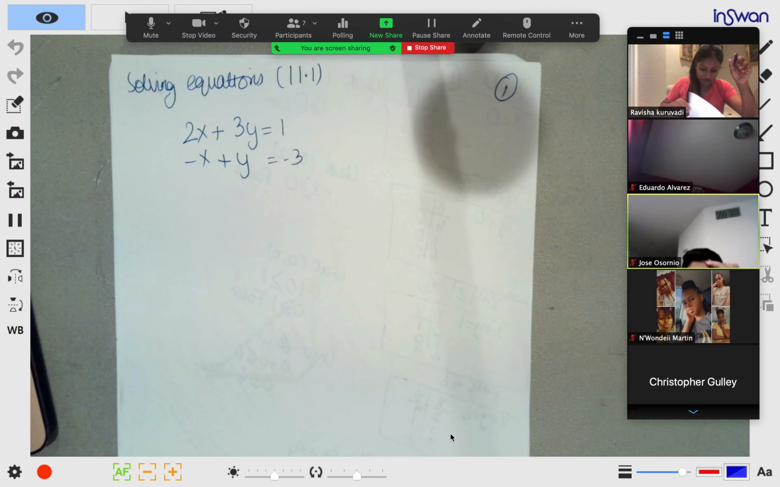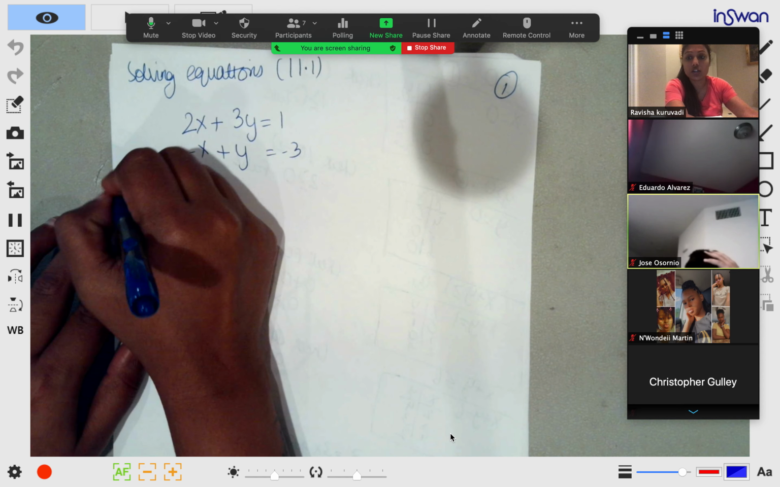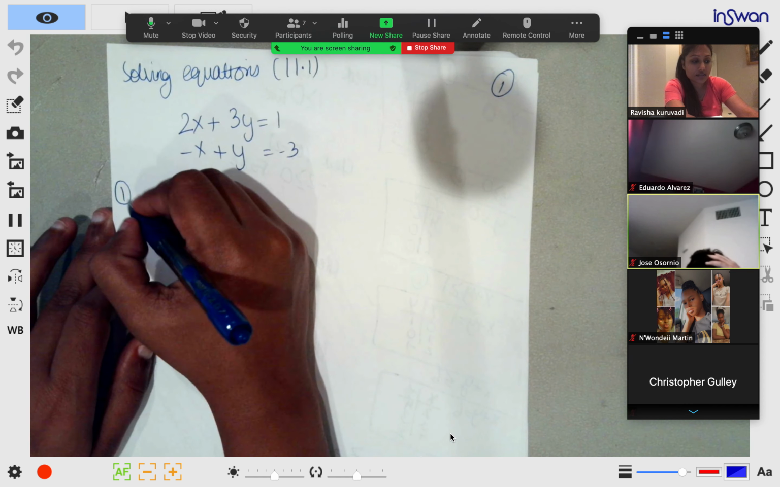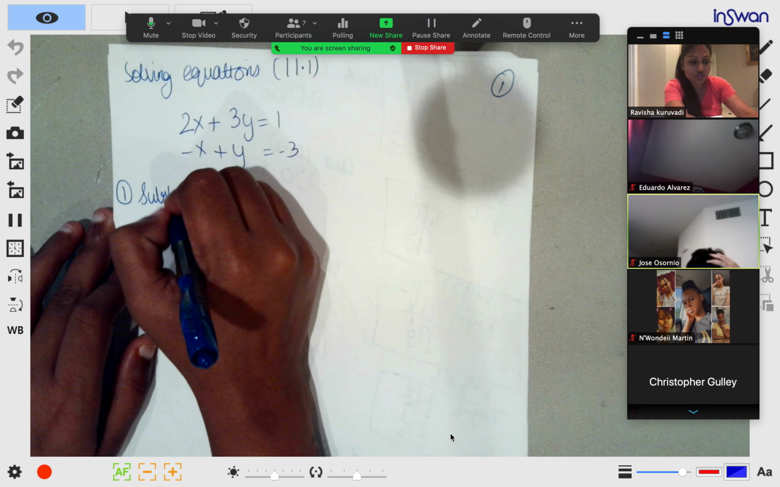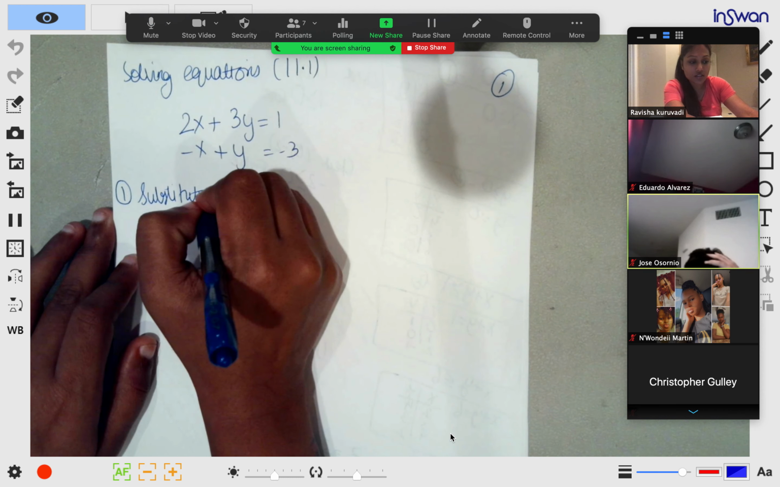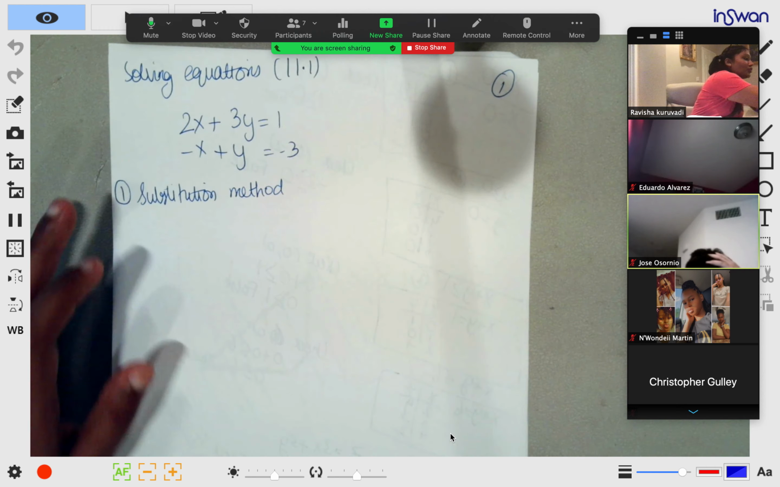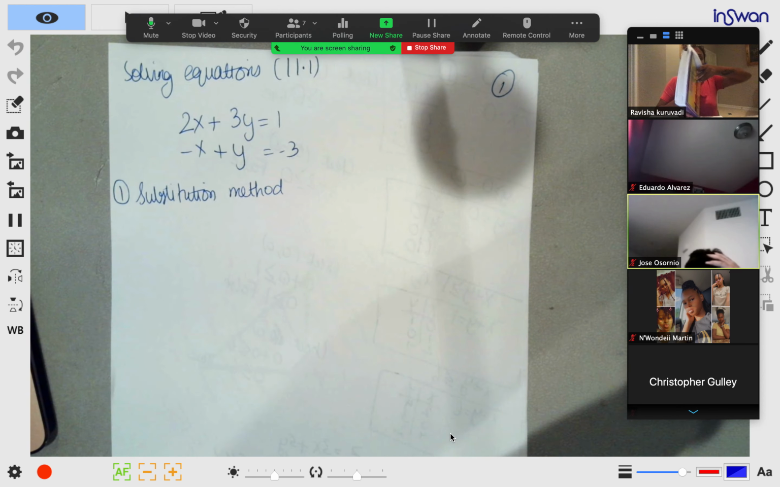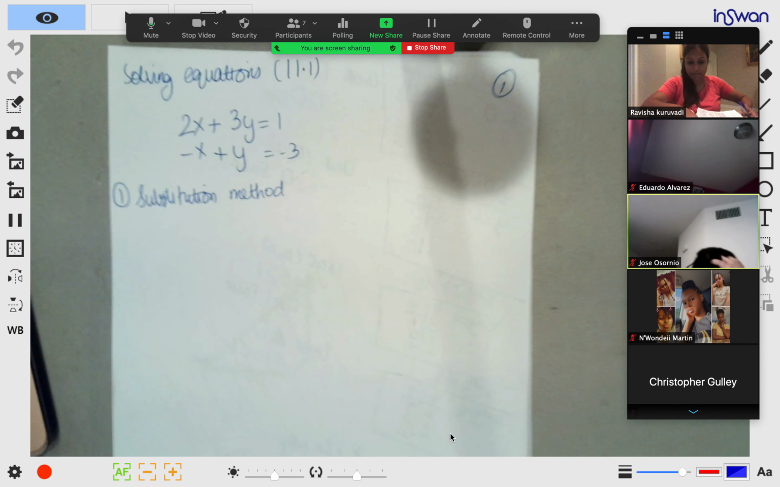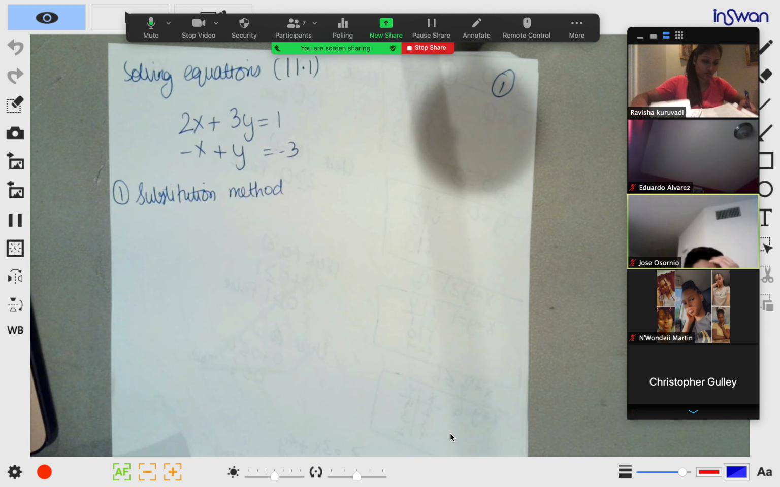Let me see if they have steps written here. The first method is known as the substitution method. Today we're going to do two methods: the substitution method and the addition method. But right now, first I'm going to do the substitution method. They don't have steps here.